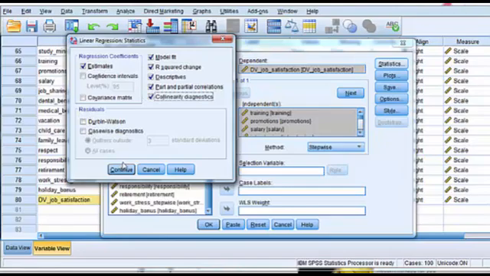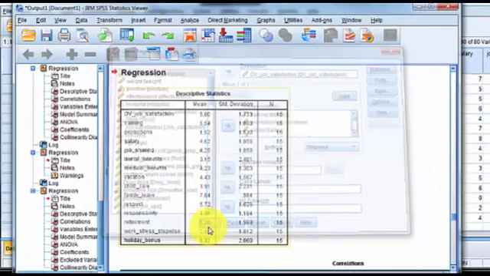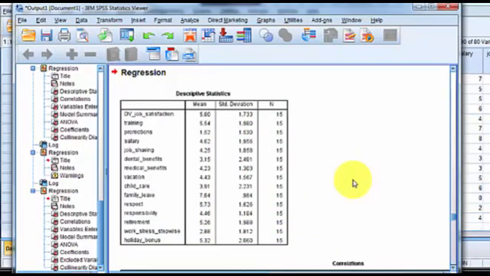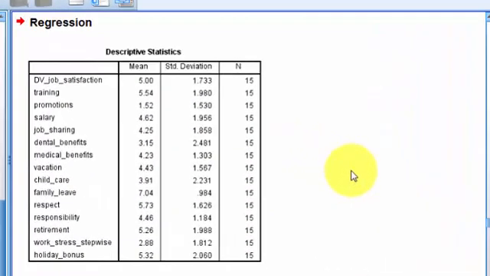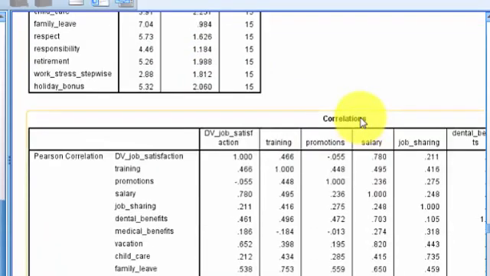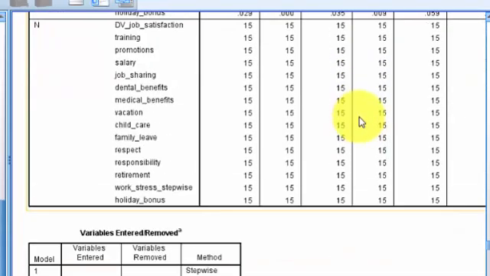And again, we're not worrying about the assumptions or the APA write-up with this one. Click OK. And here's the regression done by stepwise. So here's all the means and standard deviations. Again, not very important to be used. They're important, but we don't talk about them in the regression world. Correlations, don't really care about that box.